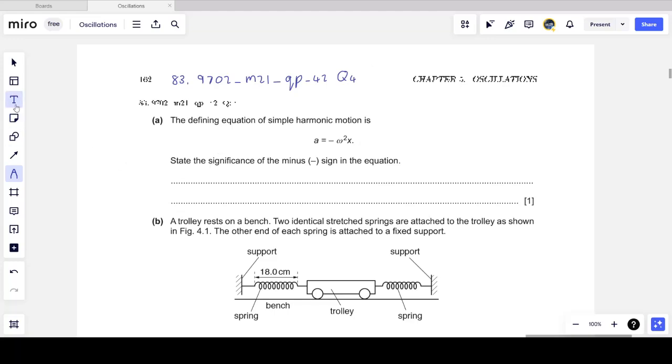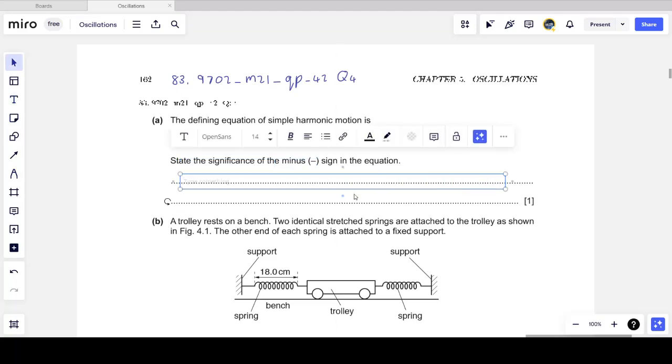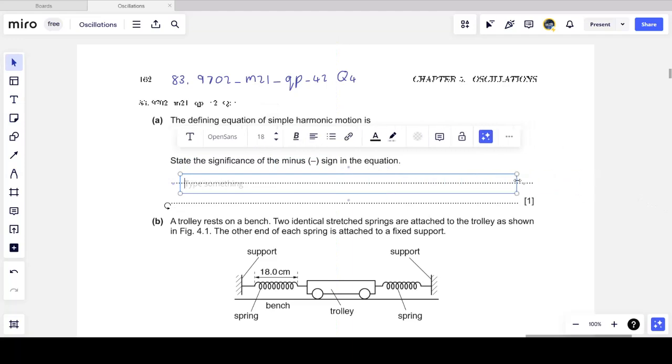So what does the minus sign specifically tell us? Since omega is some constant value, if I square that constant value, I'm always going to get a positive number. And so the minus sign means the acceleration and the displacement are always in opposite directions. That's the way you would write it. Very simple: the acceleration and the displacement are in opposite directions.